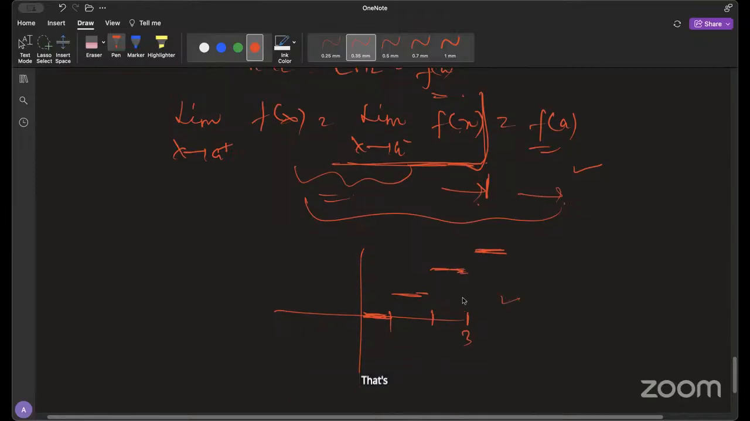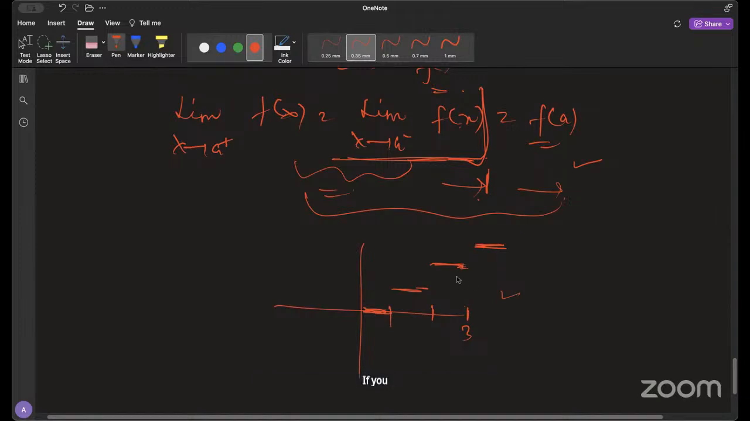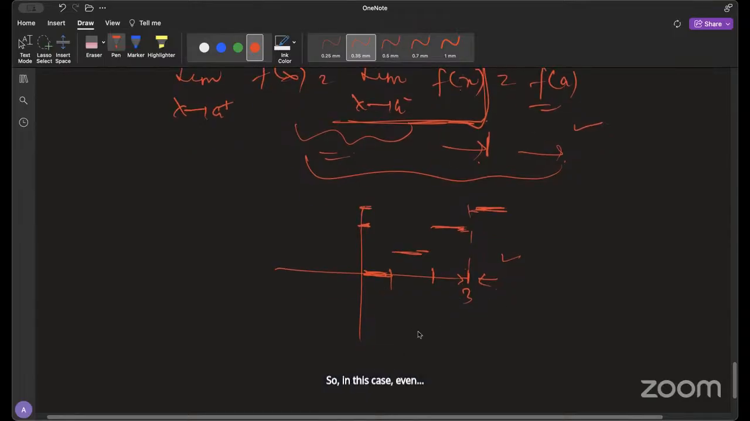That's the graphical logic. And then if you approach this 3 from the left hand side, you'll get this, right? The limit of f(x) would be this point. If you approach it from here, it will be this. So both of them are different. So in this case, even forgetting about the continuity, the limit does not exist, right? Yes, ma'am. Does not exist.